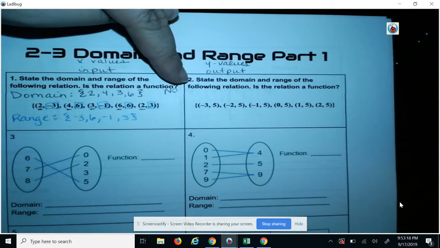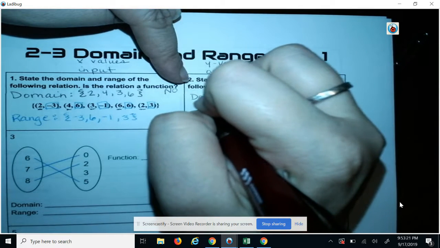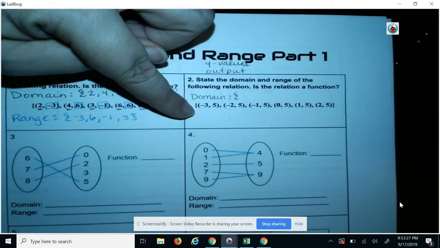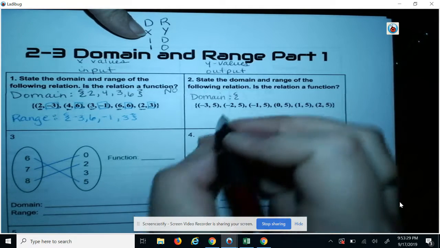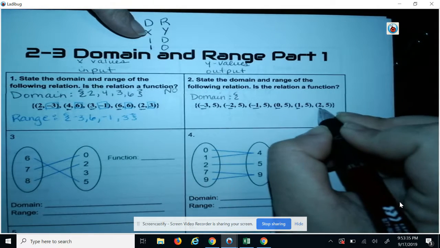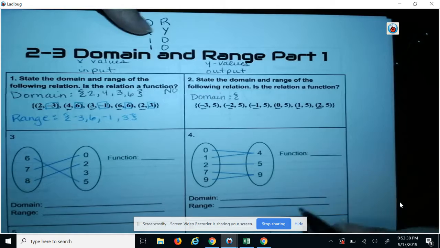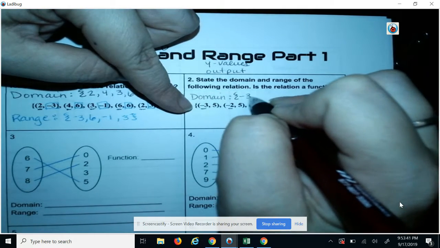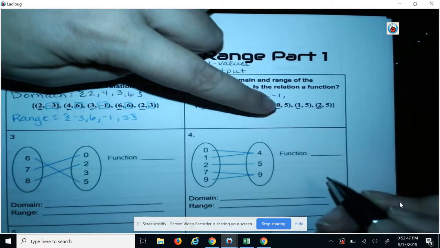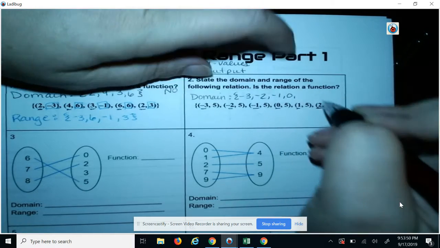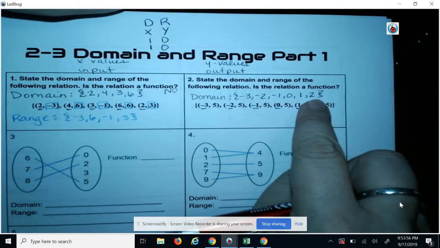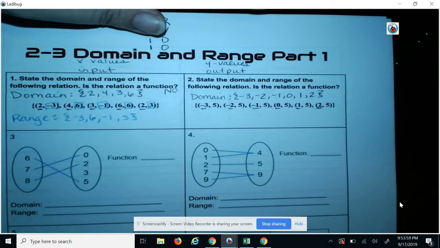Okay. Number 2, stating the domain and the range. Domain means x, domain and x. So I'm looking at the x's, or the first numbers in my ordered pairs, and list them: -3, -2, -1, 0, 1, and +2. Okay, so if it's negative and positive, those are two different numbers. Make sure you list them both.